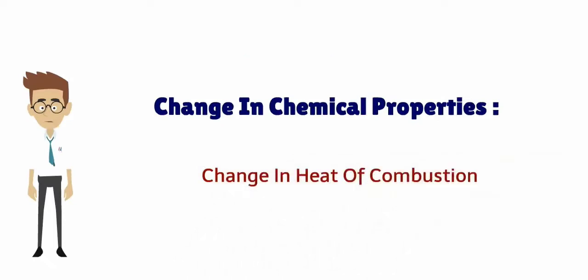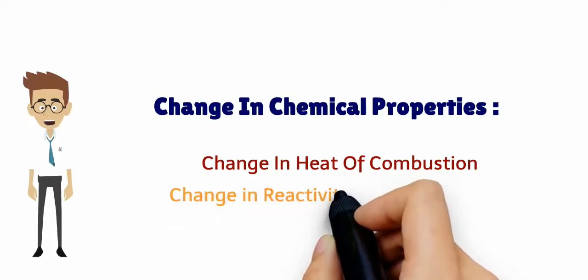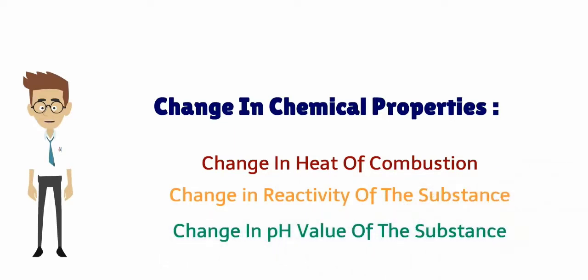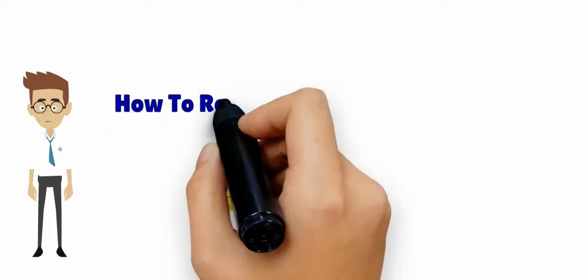And chemical properties include change in heat of combustion, which means change in the amount of heat required for combustion or burning, change in reactivity of the substance, and change in pH value of the substance. If any of these chemical changes occurs, we assume that a chemical reaction has taken place.